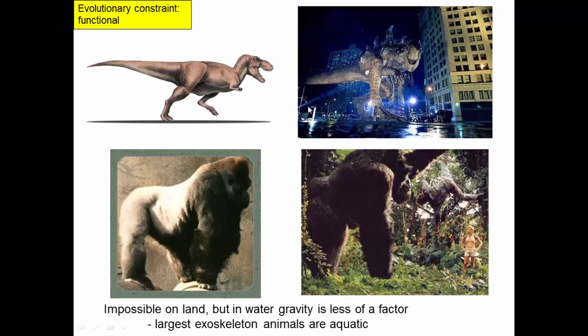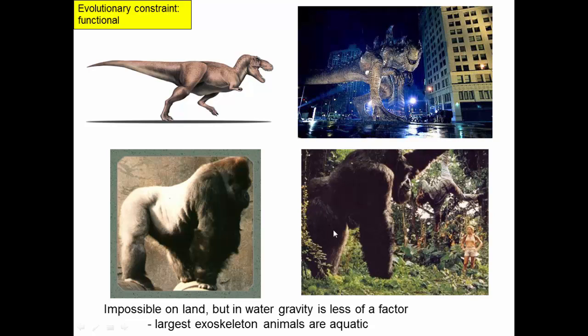So here are some examples from the movies, one that's inaccurate and one that's better. So this is a T-Rex, with its limb proportions. When they made Godzilla, which is much bigger than a T-Rex, they gave it these thin limbs as well, which is totally unrealistic, because if the body is that much more massive, those limbs would have to be thicker relative to the size of the body.